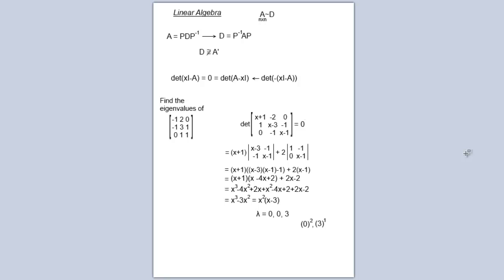Now that we have these eigenvalues, D is defined as these eigenvalues across the diagonal. And there is a slight problem with this scenario because of the eigenspaces, and we'll look at that next time. But that is how you solve for the eigenvalues of a matrix.